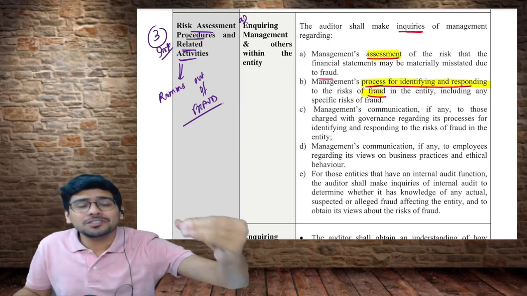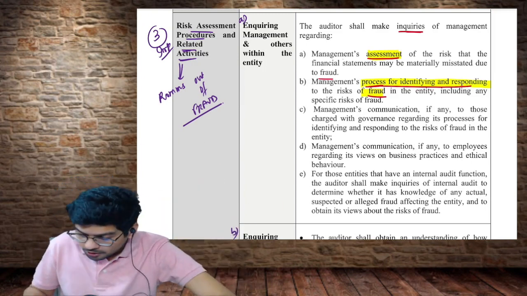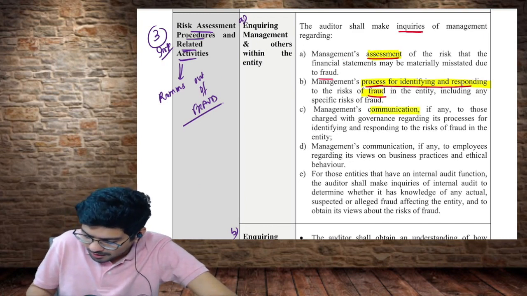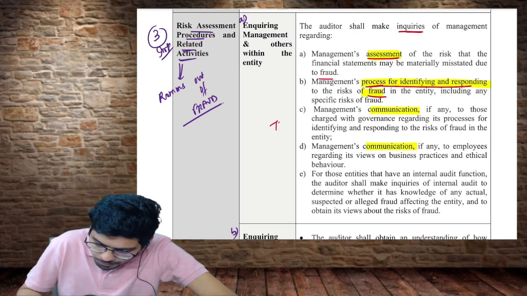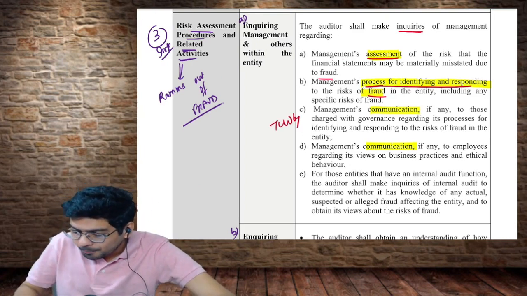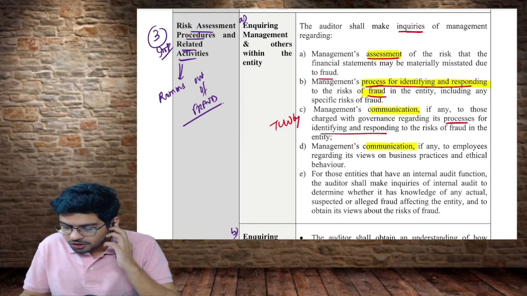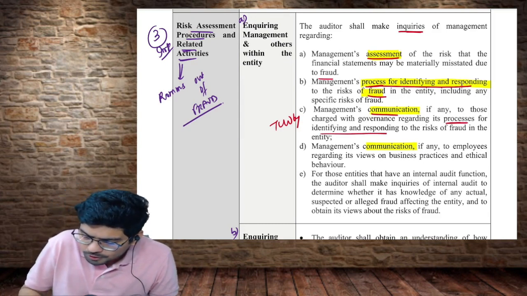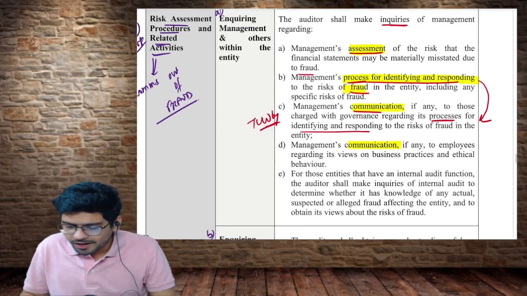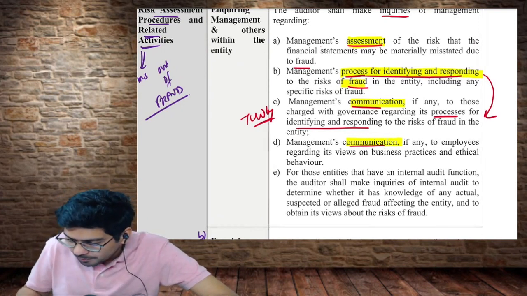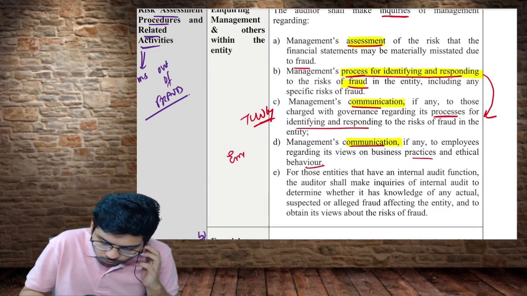Okay, then let's say a fraud was detected. So whether the management communicates the fraud to higher authorities or to the concerned employees. So points with respect to communication, management's communication. 2 points with respect to communication, if you can see. Now, management's communication, if any, but this communication is with whom? TCWG, regarding its processes for identifying and responding to risk of fraud. So they are going to communicate that this is their process for identifying and responding to fraud. Again, management's communication to employees regarding its views on practices and ethical requirements. So this is a communication with respect to employees.